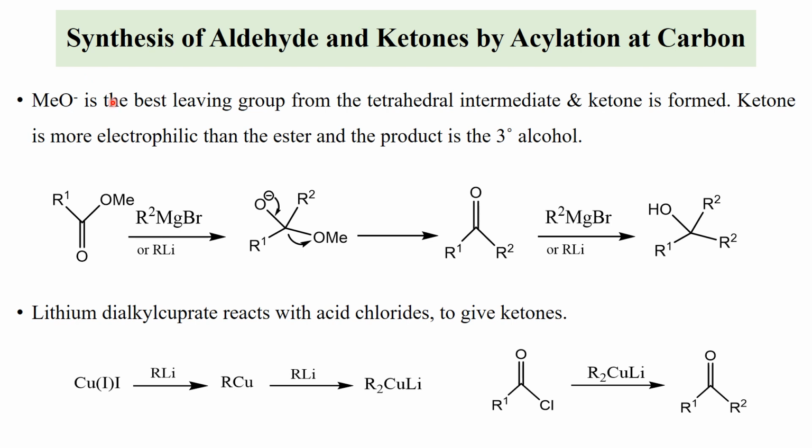Here is the synthesis of aldehydes and ketone by acylation at carbon. This is an ester. When it reacts with Grignard reagent, this tetrahedral intermediate is formed. When methoxy group leaves, ketone is formed. But in actual practice, this does not happen because the ketone is more electrophilic than ester and it will compete to react with Grignard reagent and the ultimate product is tertiary alcohol.